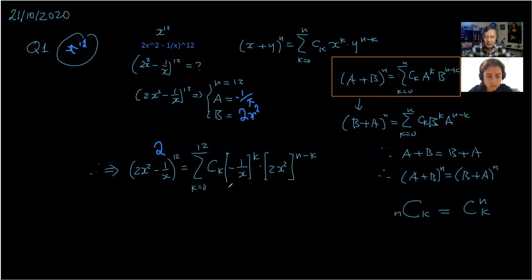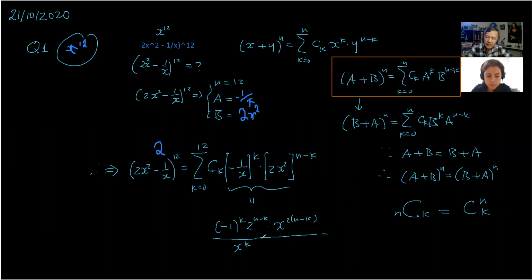So basically this term, I just focus on these two. That will equal to negative 1 over x to the k. That is the first term. The second term, you got 2 to the power of n minus k, right? And times x to the n minus k. Can you follow me? So we got a number and x.